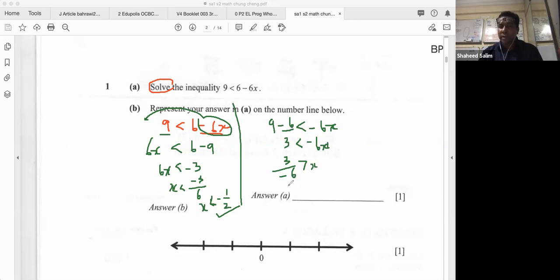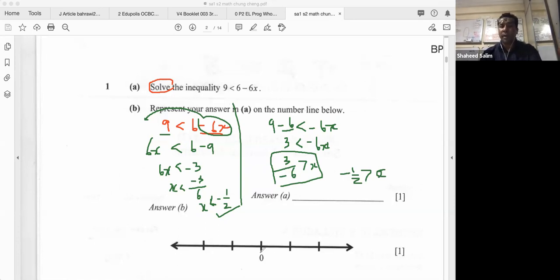So can you see it's actually the same now? Minus 3 over 6 is greater than x, or x is smaller than negative 3 over 6. Same thing. X is smaller than negative 3 over 6. So you get negative half. Is it like that? Shafi, okay? Ryan, okay?